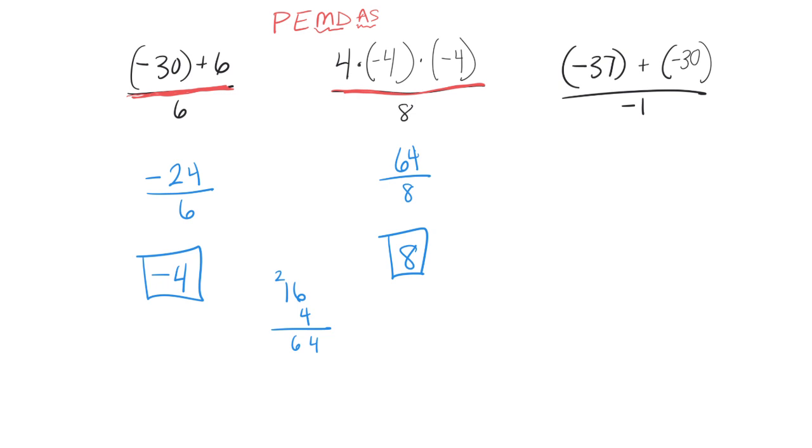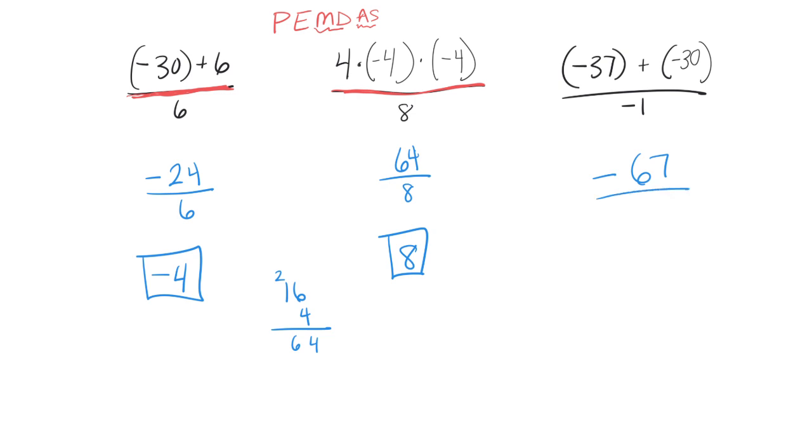All right, first thing you're going to do is work in that numerator. You have a negative 37 plus a negative 30. So I've got a negative plus another negative. Man, that's going to be very negative. It's going to be a negative 67 is what that ends up combining to.